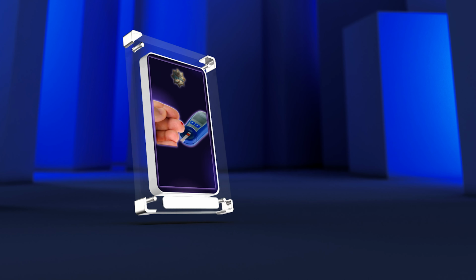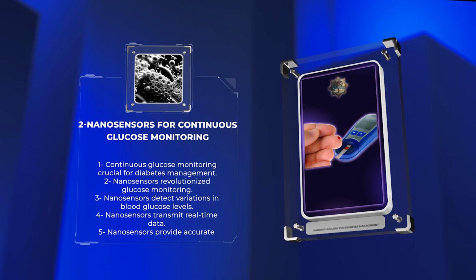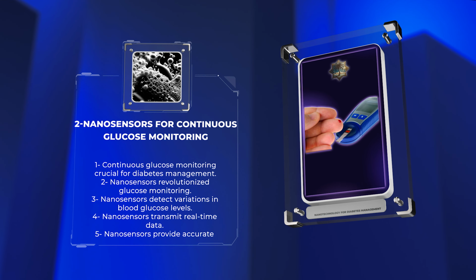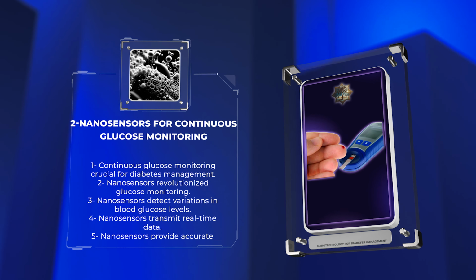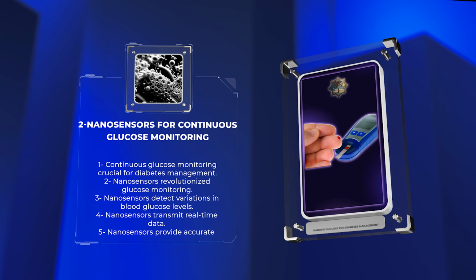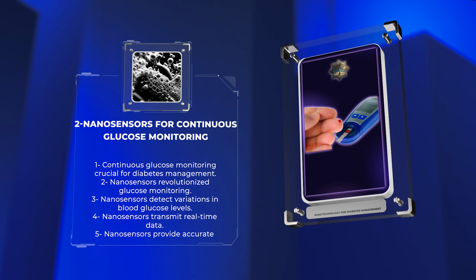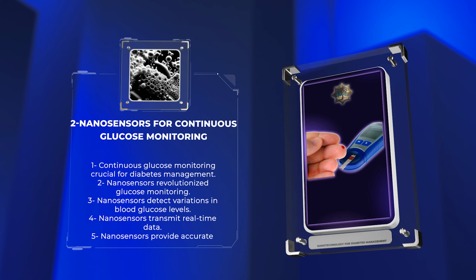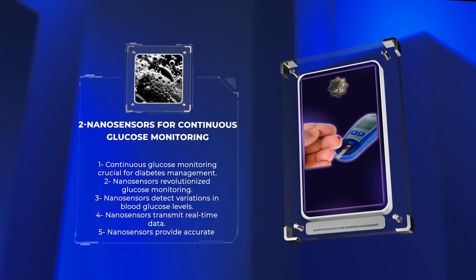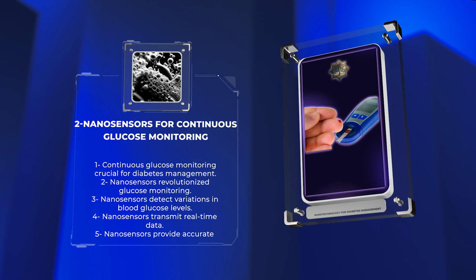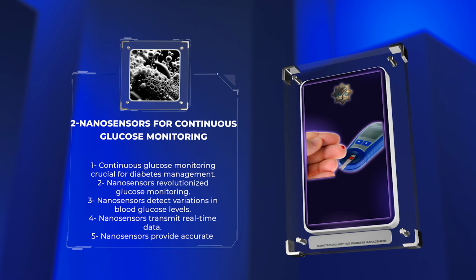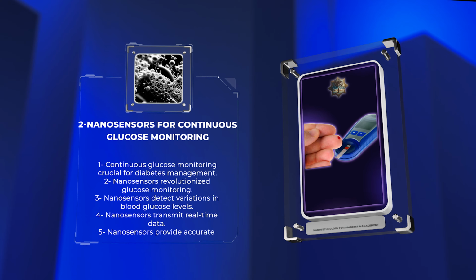Continuous glucose monitoring is crucial for individuals with diabetes to maintain optimal blood sugar control. Nanosensors, which consist of tiny devices with sensing capabilities, have revolutionized glucose monitoring. These sensors, typically coated with glucose-sensitive molecules, can detect variations in blood glucose levels and transmit real-time data to wearable devices or smartphones. Nanosensors provide an accurate, minimally invasive alternative to traditional methods such as finger prick testing, enabling frequent monitoring and timely intervention for improved diabetes management.